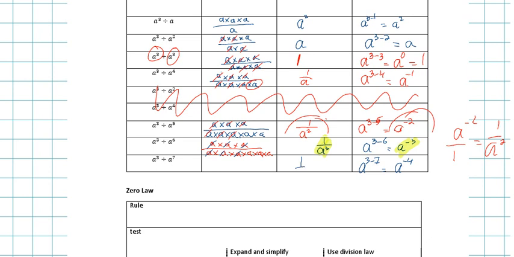Okay? In math, we can't leave answers with negative exponents. So if your answer at the end has a negative exponent, you are required to make it positive by flipping. Okay? All right. Yep. A to the negative 4, you can put it as 1 over a to the 4. That's right.